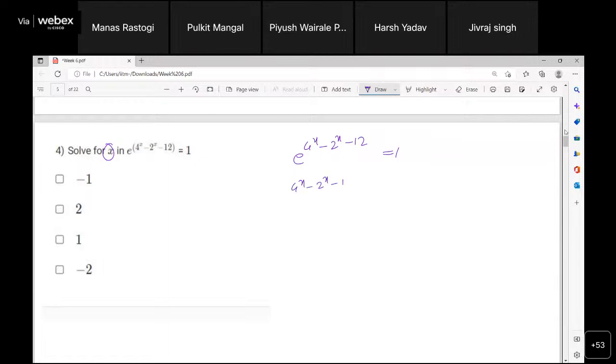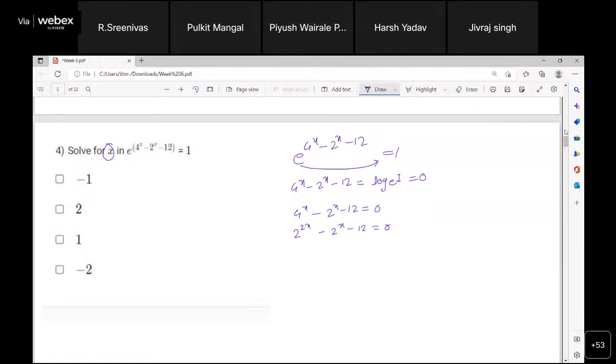Because log of 1 to the base e is 0. This will go on this side, so it will become the log of this particular thing. Log of 1 equals 0. Now I have 4 to the power x as 2 to the power 2x. So I can write it as 2 to the power 2x minus 2 to the power x minus 12 equals 0.